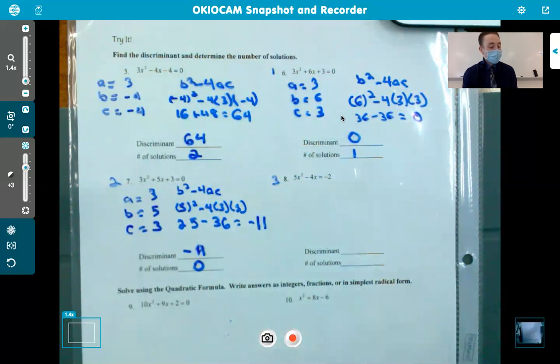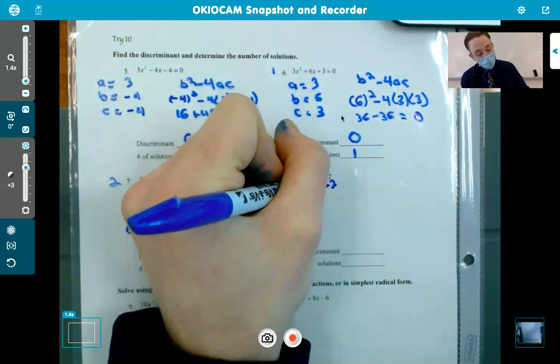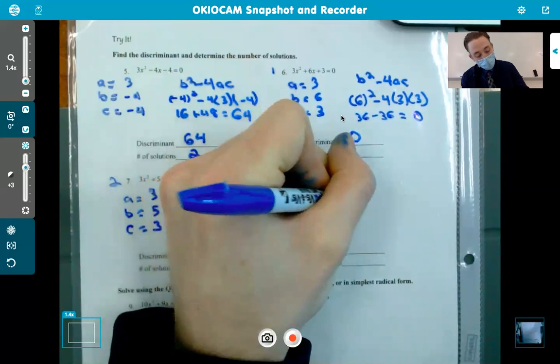All right. Number 8. So somebody from that third breakout room. I'll go. All right. What's the first thing I need to do in number 8? Add 2 to both sides. Good, right? Because I need to have the equation equal to 0. So now I have 5x squared minus 4x plus 2 equals 0.